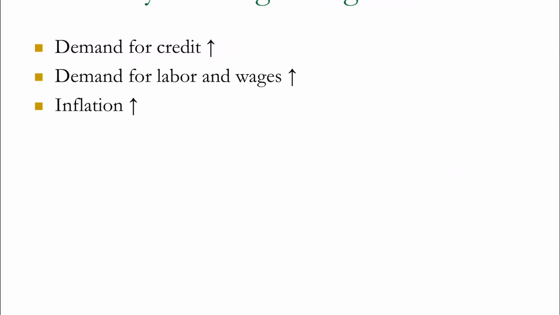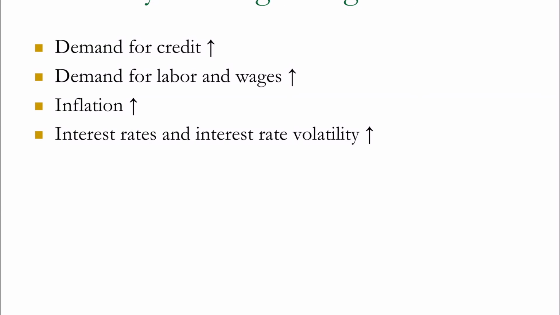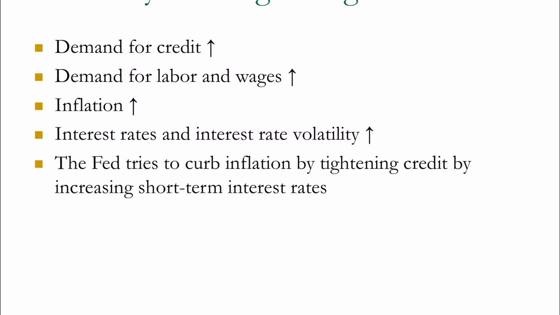Now that the economy is growing, the demand for credit is up, the demand for labor and wages is up, inflation goes up, and interest rates and interest rate volatility go up, and the Fed tries to curb inflation by tightening credit by increasing short-term interest rates.